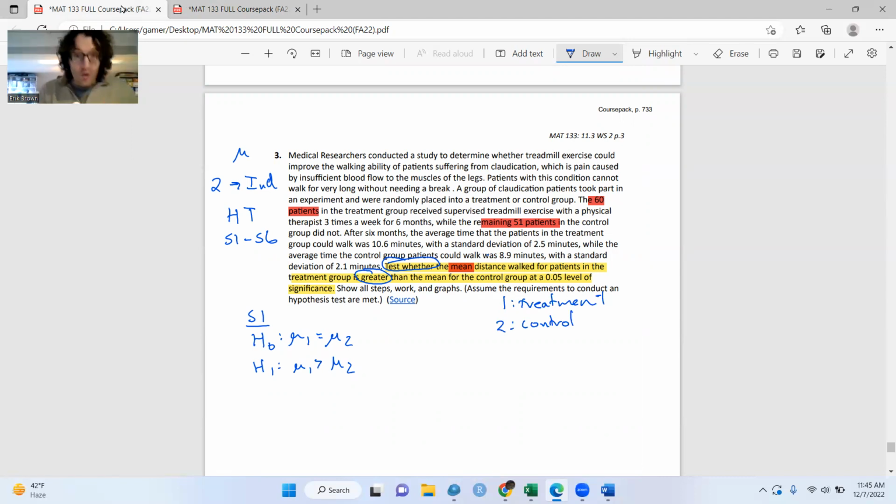So you get to control that because it doesn't say make group 1 the treatment group. It just says test this and do it however you want. Okay, but there was one word in here that I think Cindy, you brought up when we were talking about these word problems. In the very first sentence, it says they conducted a study to determine whether treadmill exercise could improve the walking ability. And I remember you saying that means less than.